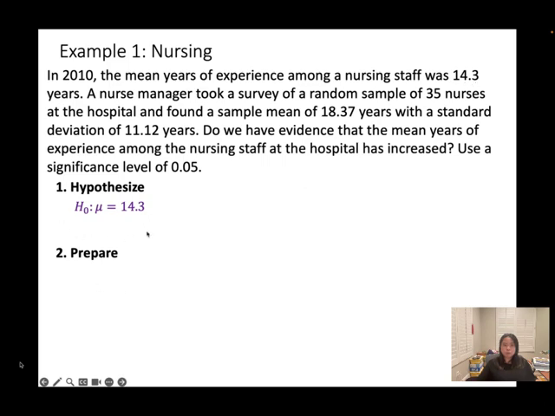Now, think about it. What is your alternate hypothesis? Will it be strictly less than, strictly greater than, or not equal to? It should be strictly greater than, right? Because they say the mean years of experience among the nursing staff at the hospital has increased. So it's going to be greater than. And this is going to be a right tail test.